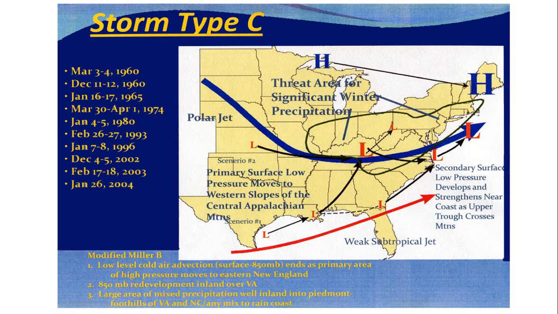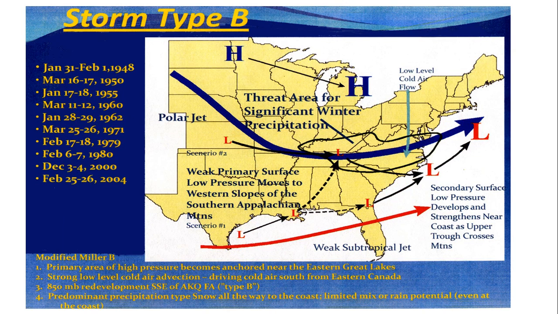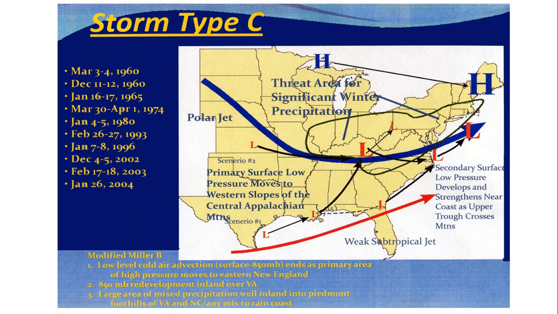Storm type C, moving on to this type of setup. In this type of setup, we have low-level cold air advection from the surface up to about 5,000 feet above the ground, as a primary area of high pressure moves off to eastern New England. So you'll notice a slight difference from a storm type B, where that area of high pressure, that blue H, in this case is over the eastern Great Lakes. With a storm type C, that blue H is now over the coast of Maine.